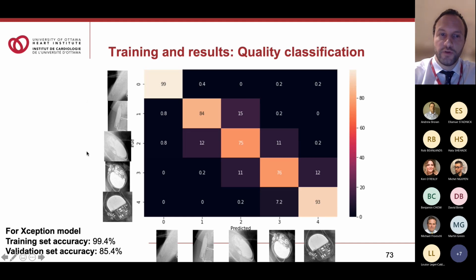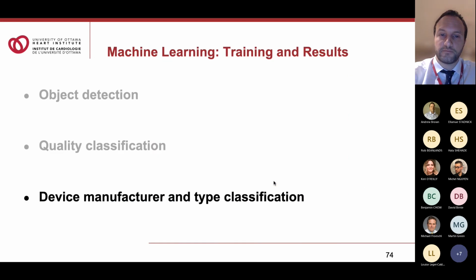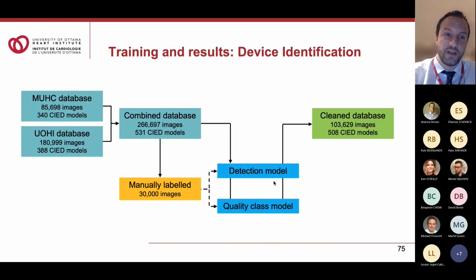Again, the true image quality is on the x-axis and the predicted image quality on the y-axis. And we can see that most of the errors are between adjacent levels of quality. So, given the subjective nature of image quality, we were quite happy with those results. So we reached an 85% accuracy. Then we moved on to device manufacturer and type classification.